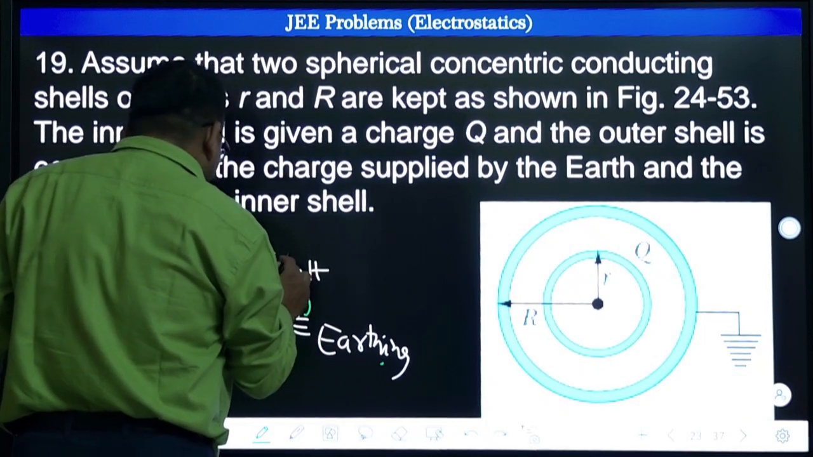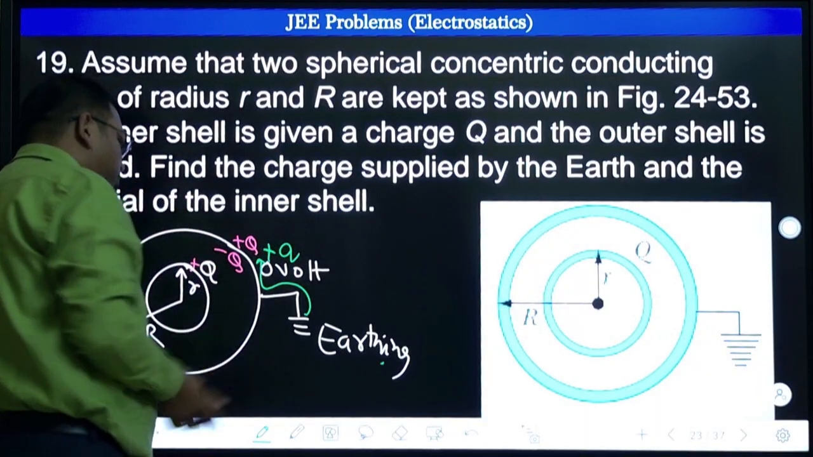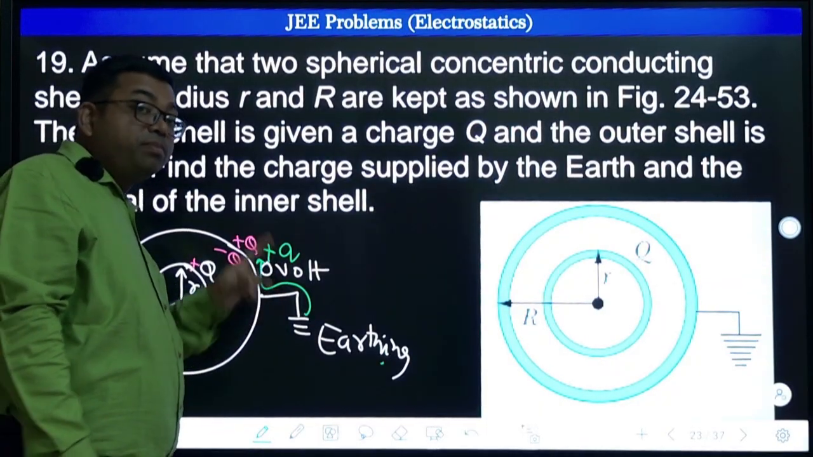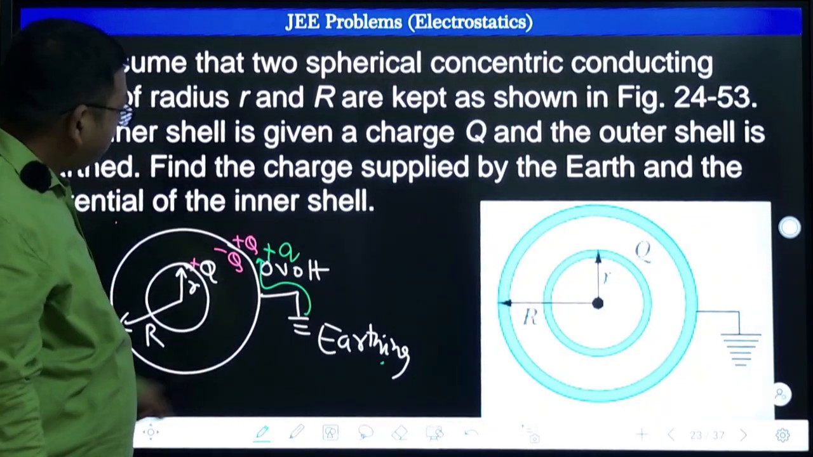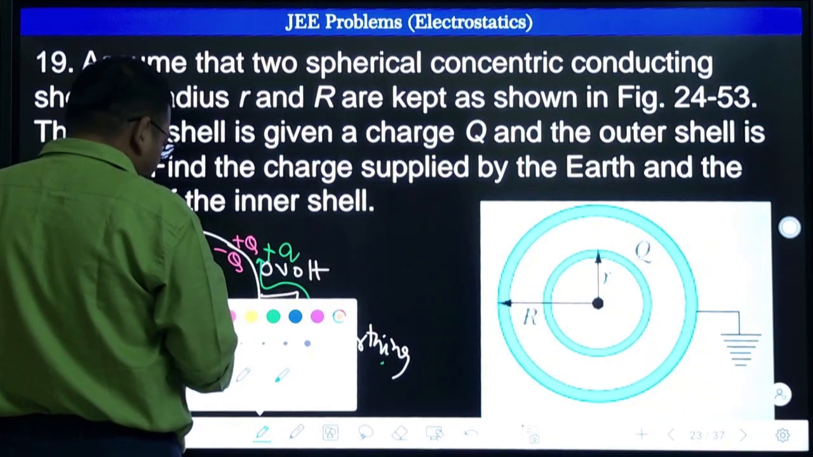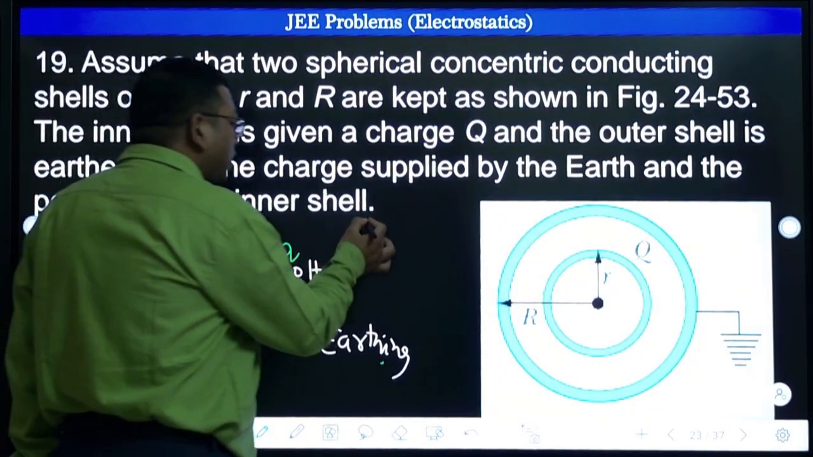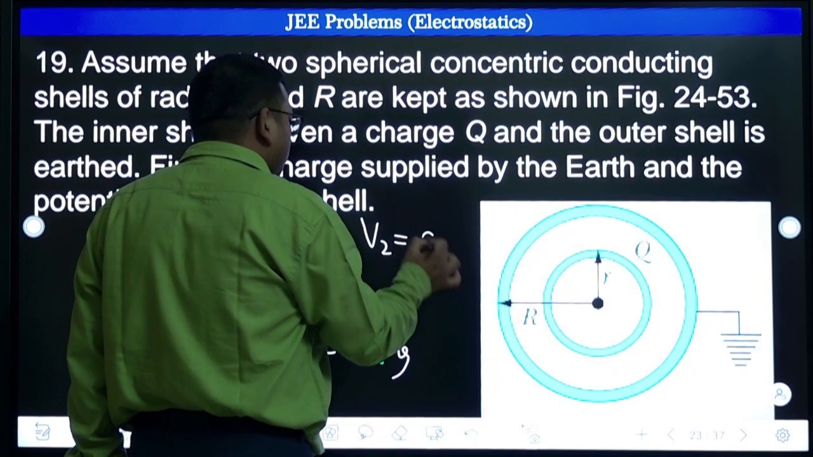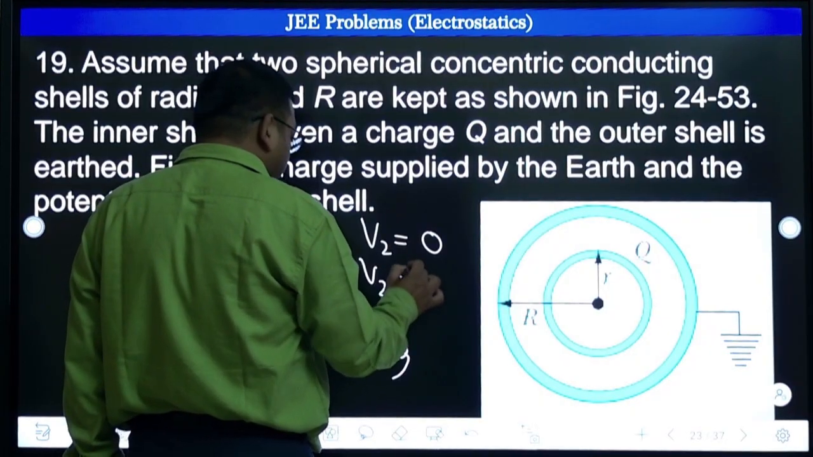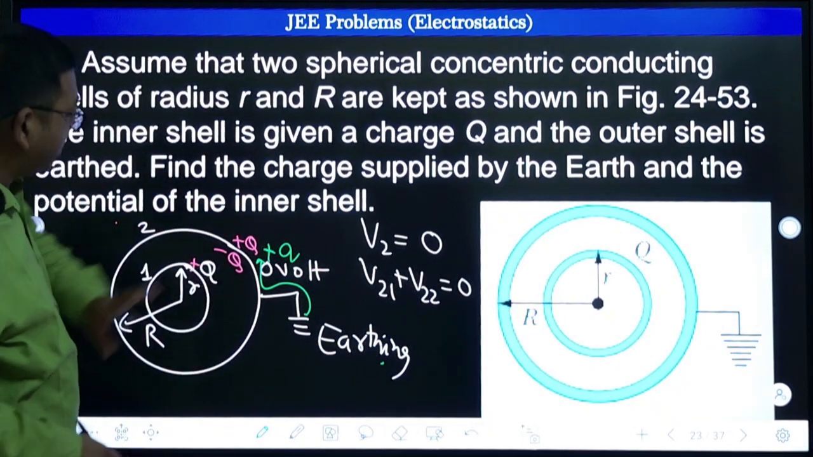So let us say we do not know what charge it is. Let us write this as a small charge. Earth has supplied some charge. Let us write this as plus q, because we do not know whether it is plus or minus. So earth is supplying a plus small q charge, but the potential of this surface should become zero. Now let us write the potential. This is the inner one and the outer one is 2. We know that the potential of 2 must be 0. But the potential of 2 is the potential of 2 due to 1 and the potential of 2 due to 2. So with this calculation we can find out small q.